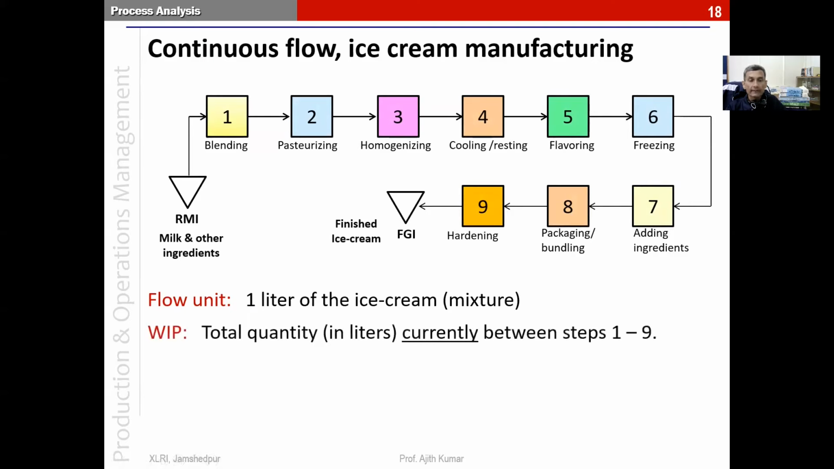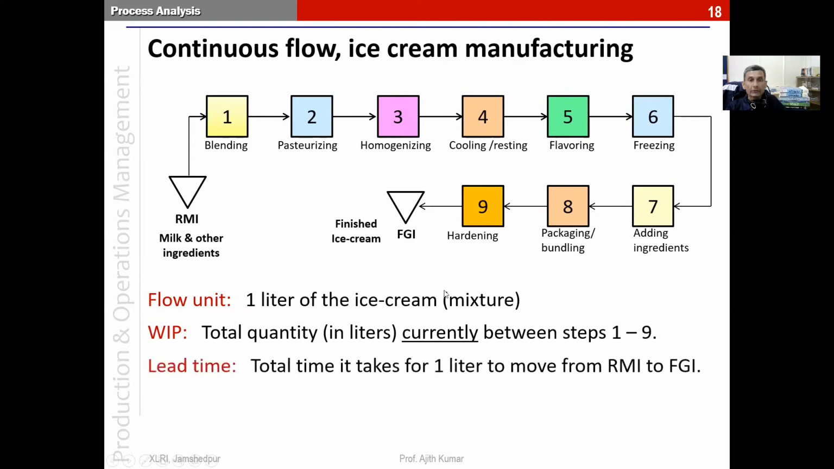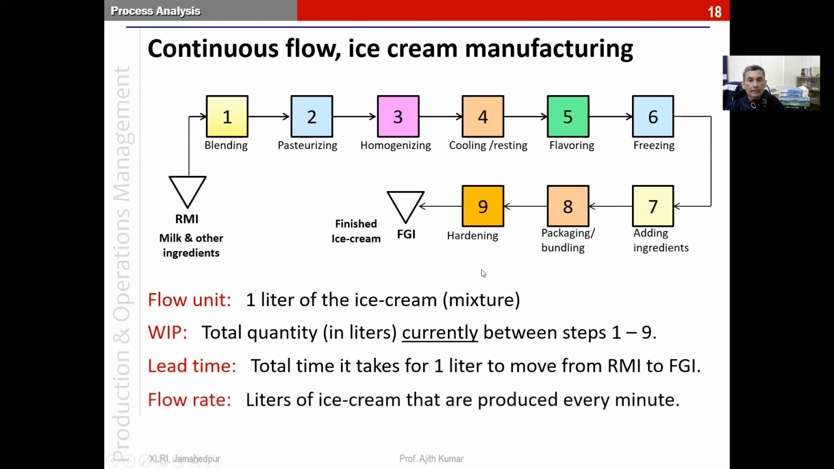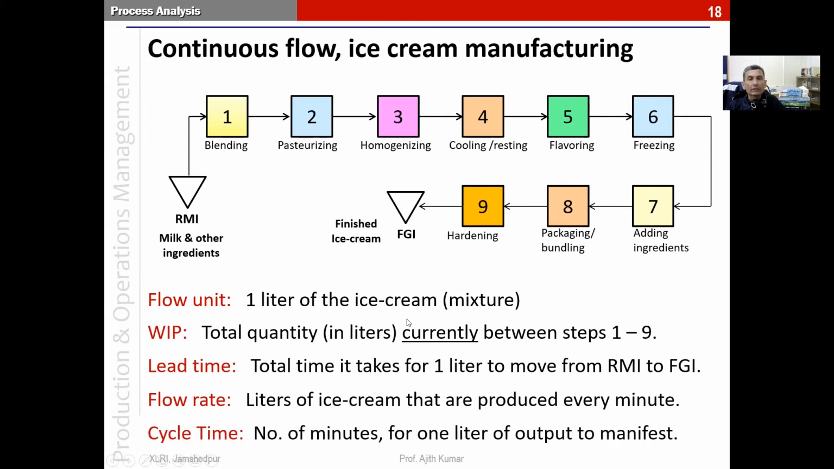The WIP in that case would become the total quantity in liters, currently between the steps 1 to 9. The lead time or the flow time would be the total time it takes for 1 liter to move from the raw material inventory to the finished goods inventory. The flow rate would be the number of liters of ice cream that are produced every minute. And the cycle time would be the number of minutes for 1 liter of the output to manifest. So you can see that the terms that we learned for the line flow process can be extended to the continuous flow situation as well. With this, we come to an end of this video.